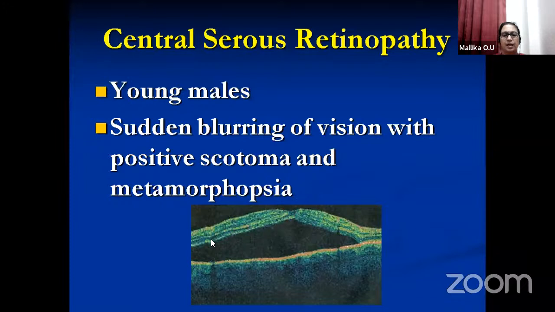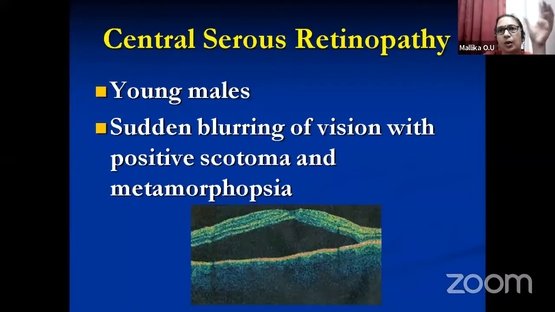So in the foveal area, the neurosensory retina, that is the inner 9 layers, gets detached from the underlying retinal pigment epithelium. So it is actually a localized form of retinal detachment, and patient presents with a sudden onset of positive central scotoma and metamorphopsia. So what do you mean by a scotoma? Scotoma is an absence in the field of vision or an area which cannot be visualized by the patient. Central scotoma means the central area.